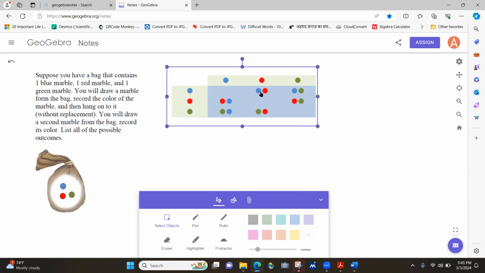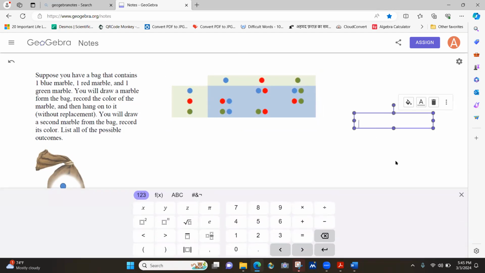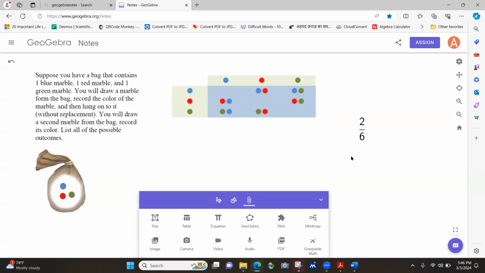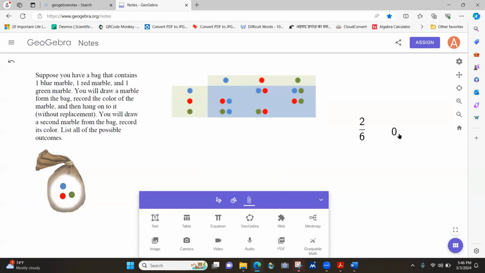Now, if they ask you what's the probability of getting a blue and a red marble, that'll be 1, 2 out of 6. What's the probability of getting a red and a blue marble? It'll be 2 out of 6. What's the probability of getting two red marbles? Well, you'll never get it, so it'll be 0. What's the probability of getting two green marbles? You'll never get it. Green will never pair up with itself, so it'll also be 0.